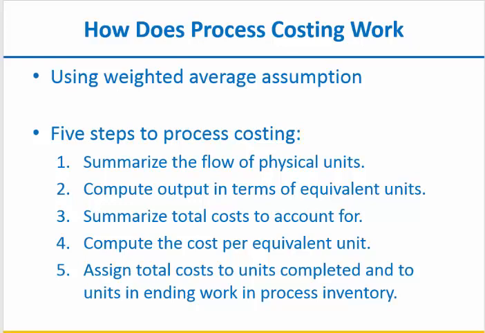So there are 5 primary steps to process costing. First, we need to summarize the flow of physical units. Second, we need to compute output in terms of equivalent units. Third, we are going to summarize total costs to account for. Fourth, compute the cost per equivalent unit. Fifth, assign total cost to units completed and to units in ending work in process inventory. So these 5 steps are the primary steps that we need to deal with in process costing.